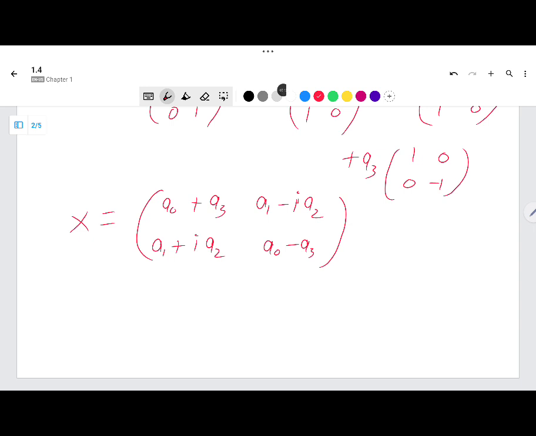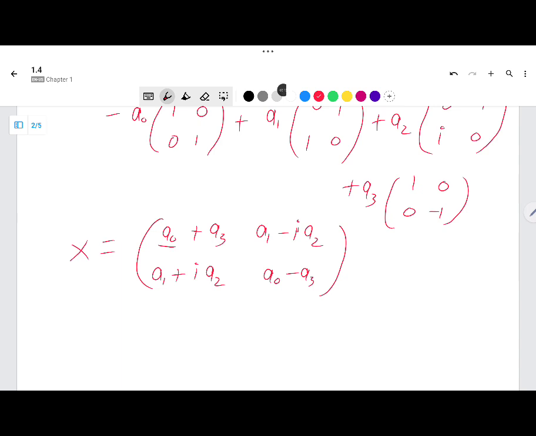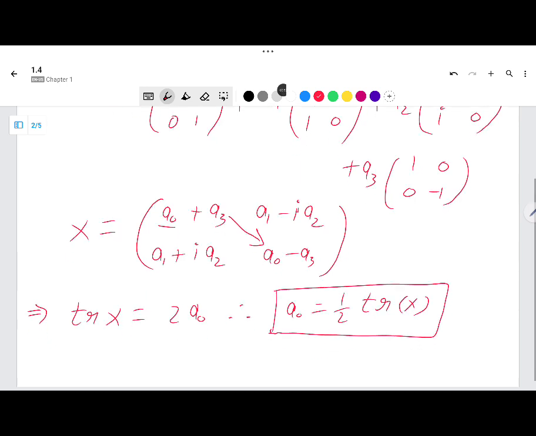So what we need to see here first is how a0 is related to the trace of X. So we'll find the trace of X, which is nothing but the summation of these diagonal elements. Sum this up, you will get 2a0, which means that a0 is half the trace of X. Okay, fine.